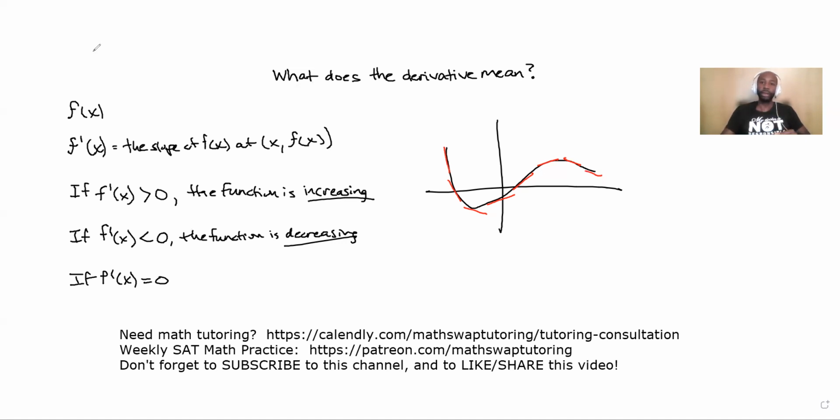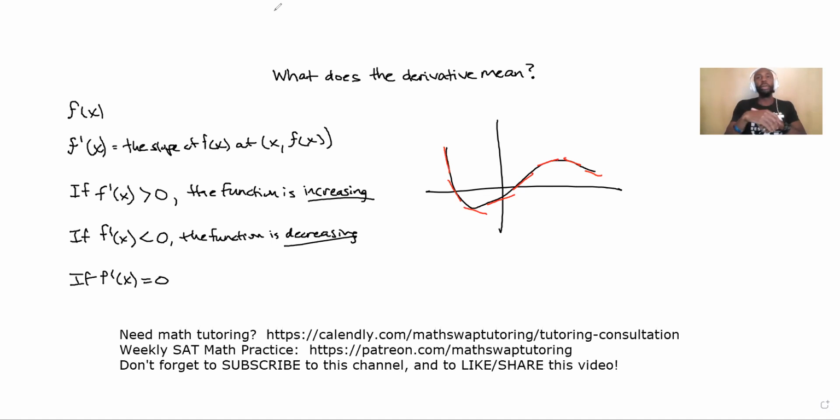All right, so let's see. Let's extend this whole conversation a bit. Like I said, we have to be at a maximum or a minimum of the original function if the slope is 0.